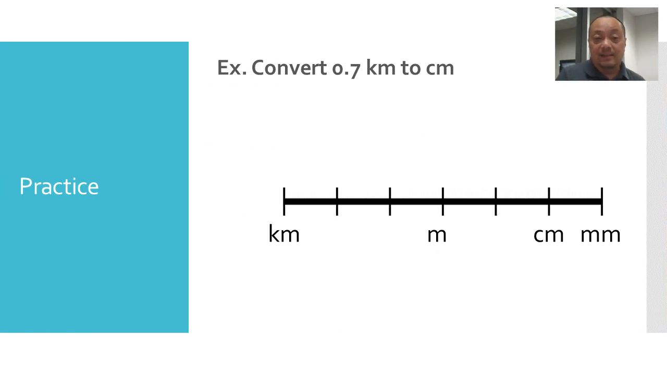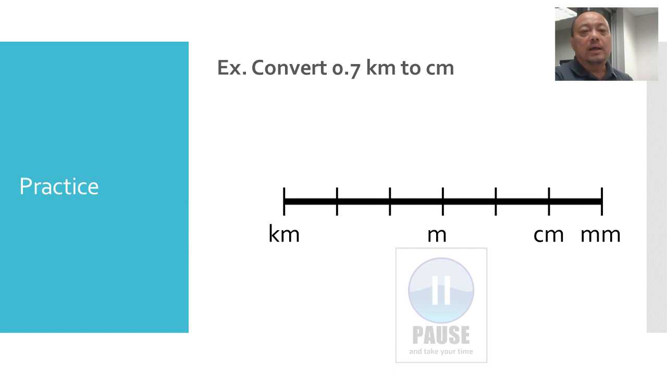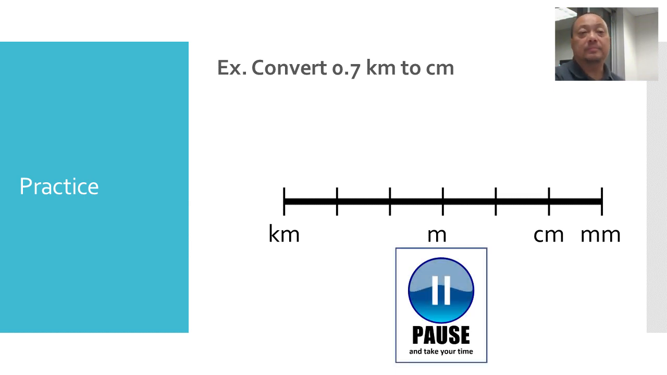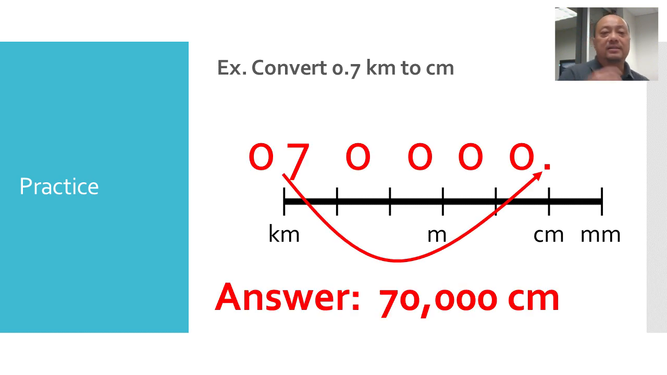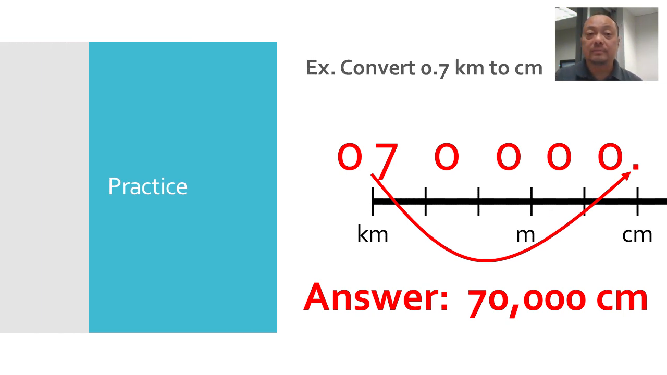One more for practice. Convert 0.7 kilometers to centimeters, km to cm. Go ahead, press pause and work on it. Welcome back. The answer should be 70,000 cm, like this, right? We're good with units of length?